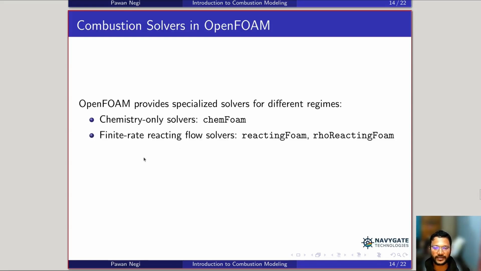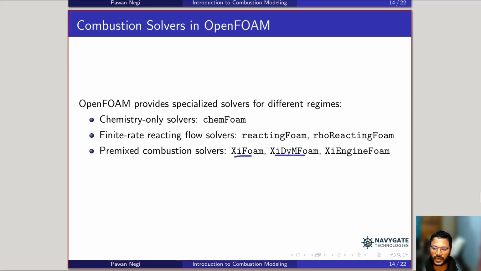Then finite rate reacting flow solvers are reactingFoam and rhoReactingFoam. This one is incompressible, this one is compressible. Then you have premixed combustion solvers, which are XiFoam, dynamicFvMesh-based solvers, and ZEngineFoam. All these solve for the flame front, and they assume that the combustible substances are premixed, and they are just finding out how the flame evolves with time.